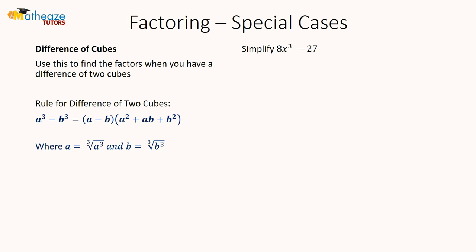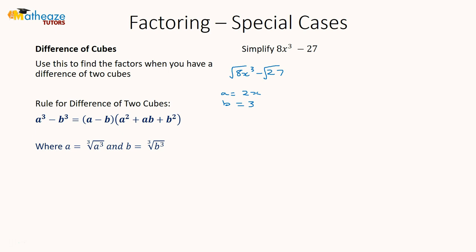Now let's look at the difference of cubes. In this case, we have the difference here. So we have a to the 3rd power, a cubed minus b cubed is going to be a minus b, then a squared plus ab plus b squared. So let's look at that. 8x cubed minus 27. So we're going to take the cube root of both of them. So here a is equal to 2x, b is equal to 3.